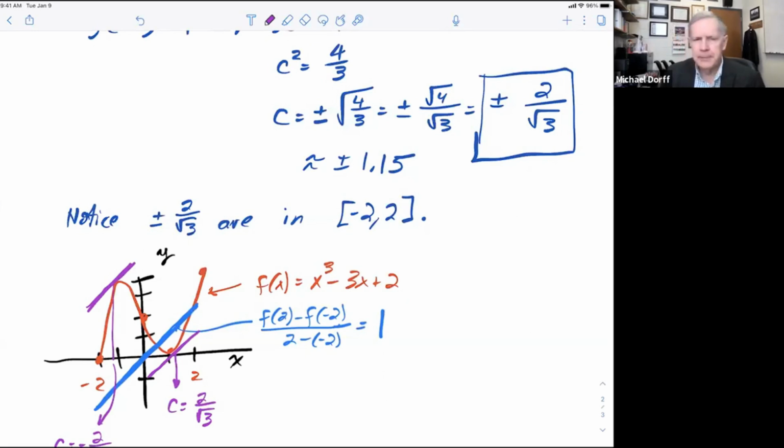All right, notice the slope of the purple lines look like they have the same slope as the blue line, which was 1. Okay, and my two c values are between 2 and -2 here, because here's a c and here's my other c between those two values.